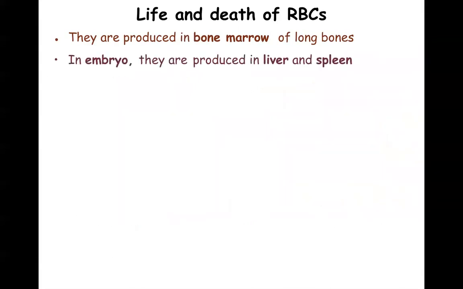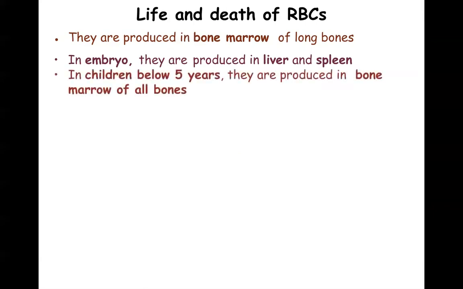In an embryo, when the child is still inside the mother's womb, the RBCs are produced in the liver and in the spleen. In children below 5 years, they're produced in the bone marrow of all bones. After that, it specializes and shifts to the long bones, but before that, all bones present in the body will be producing a large number of RBCs. It is because the RBC requirement of children is much more than in adults. They are more active, their metabolic rate is higher, so they require more RBCs.